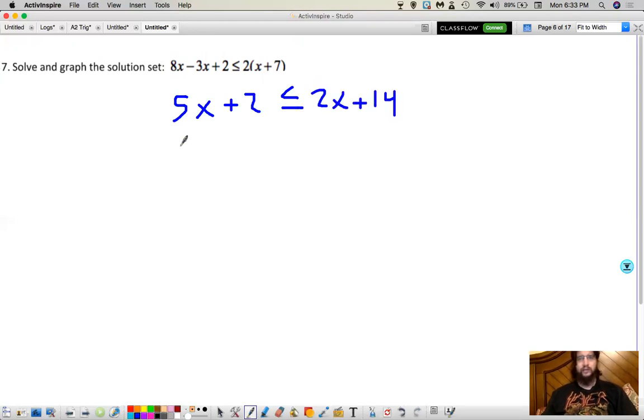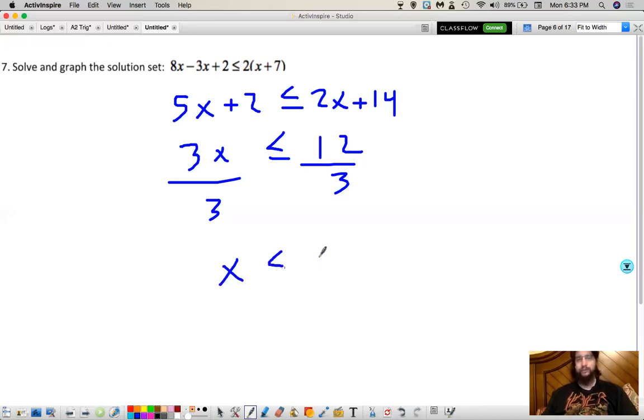The x is on one side, the constant's on the other. Divide through, and remember the only thing we have to worry about whenever we're dealing with these is whether or not we divide or multiply by a negative. If we do, we change the direction of the inequality. We did not, though, so x is less than or equal to 4. Done.